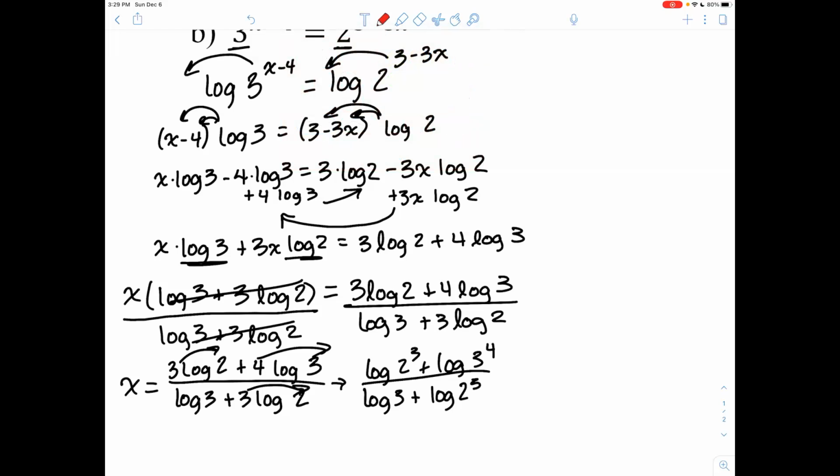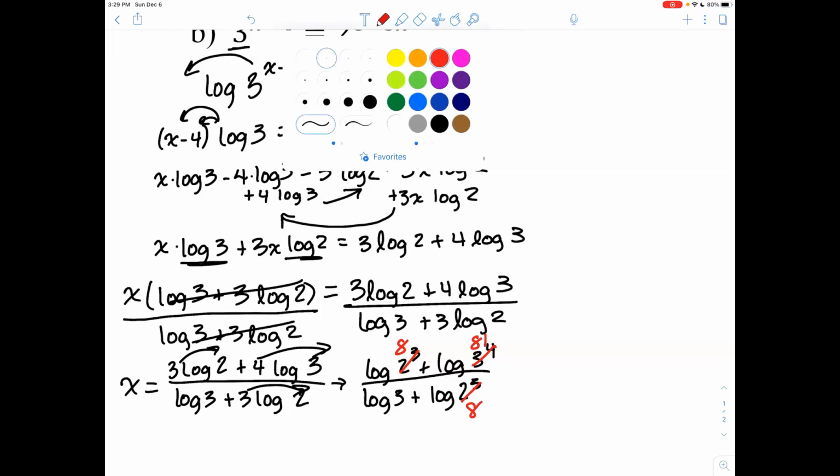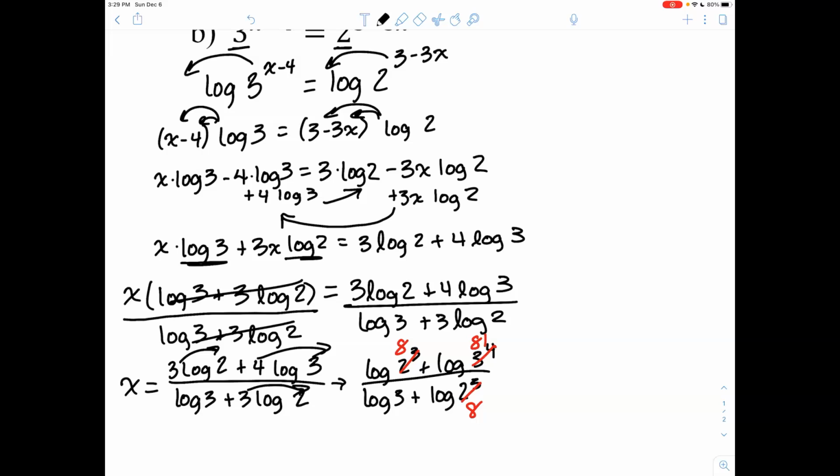I'll grab my red pen. So 2 cubed is 8. 3 to the 4th is 81. 2 cubed is 8. Okay, so now we can condense these logs now that we have a log plus a log and a log plus a log. We can just say, okay, so that would be the log of their product, 8 times 81, over the log of 3 times, let's do it times there, multiplication, times 8. So let's finish that out.